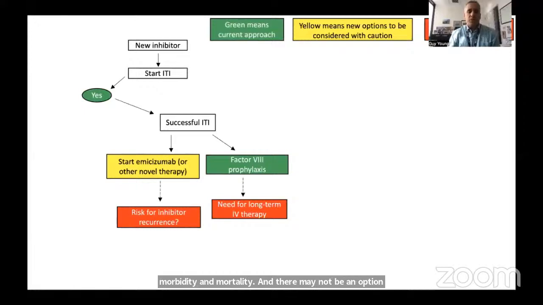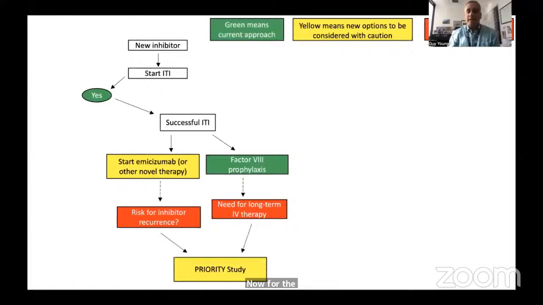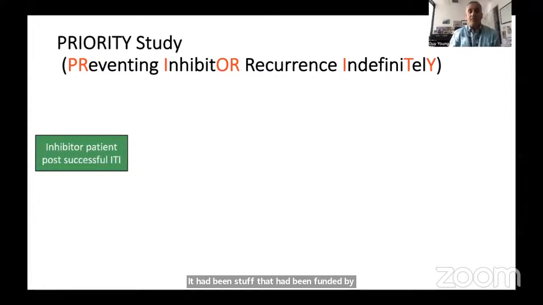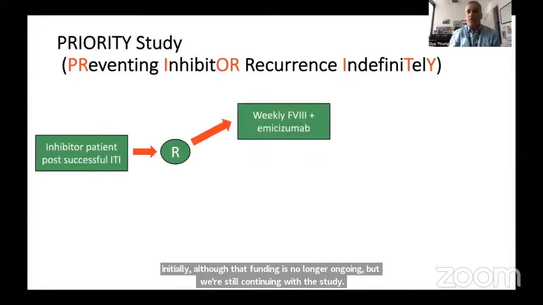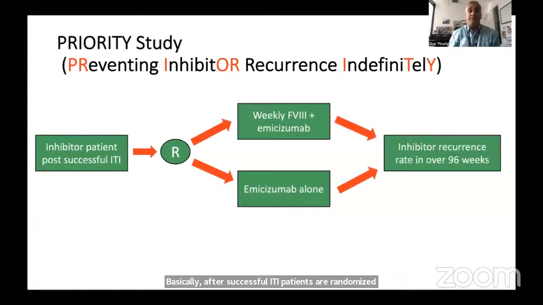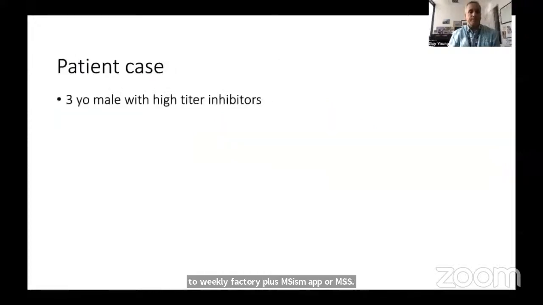Now, for the tolerized patient, we have a study called the PRIORITY Study, where we're taking a look at emicizumab versus factor VIII after successful ITI. It's a prospective multi-center randomized clinical trial. It had been funded by Grifols initially, although that funding is no longer ongoing, but we're still continuing with the study. Basically, after successful ITI, patients are randomized to weekly factor VIII plus emicizumab or emicizumab alone, and then they'll be followed for about 2 years, and we'll determine the rate of inhibitor recurrence.